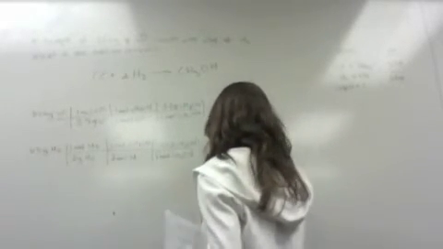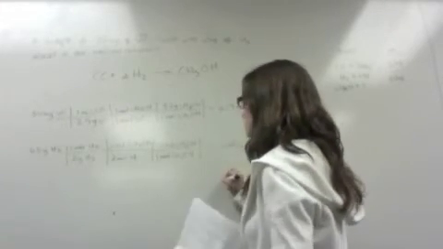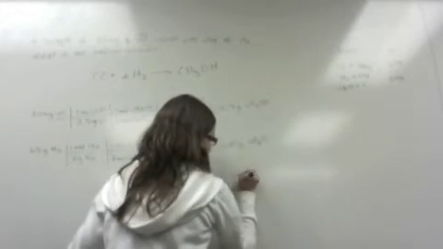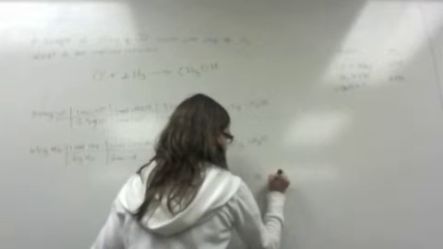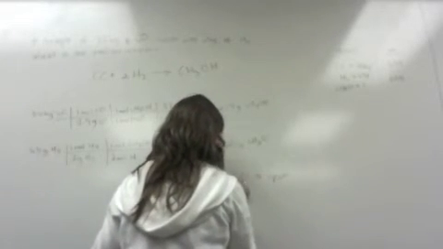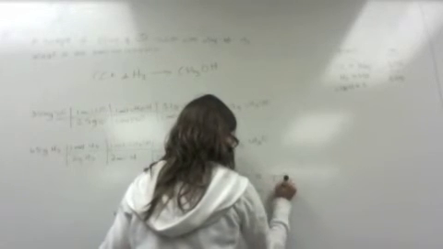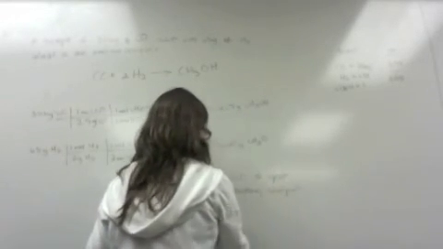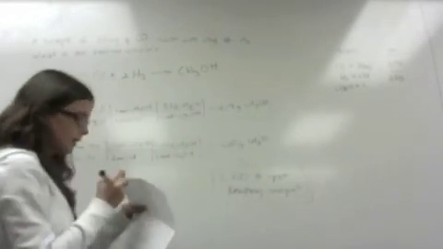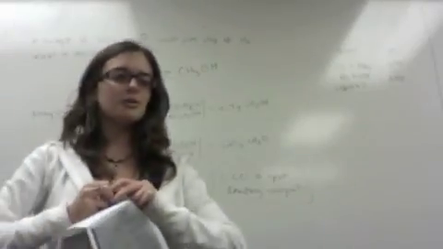So therefore, carbon monoxide is your limiting reagent, and that is how to calculate the limiting reagent of a chemical reaction using stoichiometry.